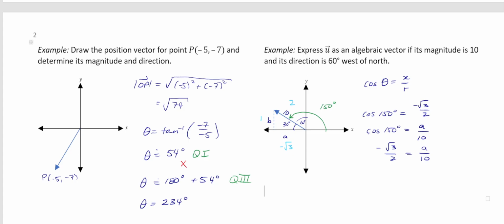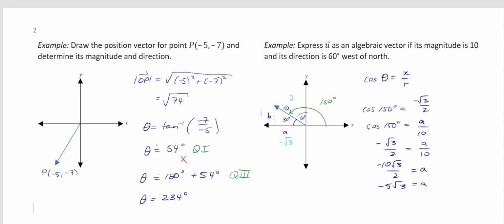Okay, and so I'm going to rearrange and simplify now and solve for a. First, I multiply both sides by 10, so I'm going to have now negative 10 root 3 over 2 is equal to a. And then negative 5 root 3 is equal to a by simplifying the negative 10 over 2 to just negative 5. Okay, so I have my a component.